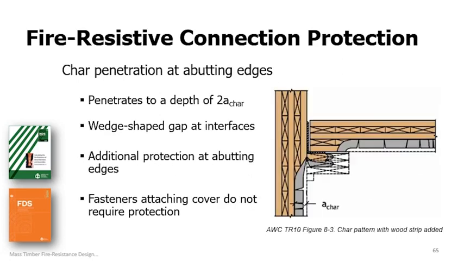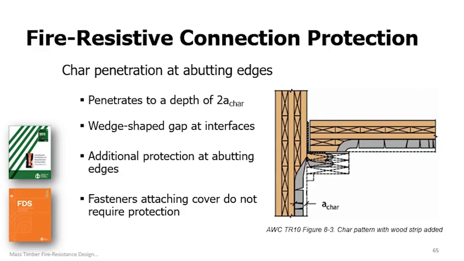So in order to grasp the concept of char penetration, we have to understand what char depth is first. Char depth is the distance between the location of the original wood surface prior to fire exposure and the location of the char front. And by the way, the char front is defined as the furthest extent of charring into the wood. So that would be the interface between the gray and the tan zone on this detail here, this diagram.